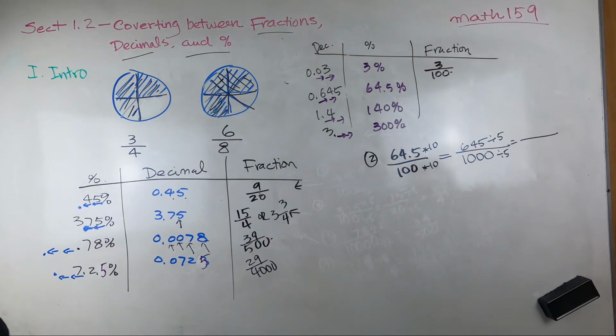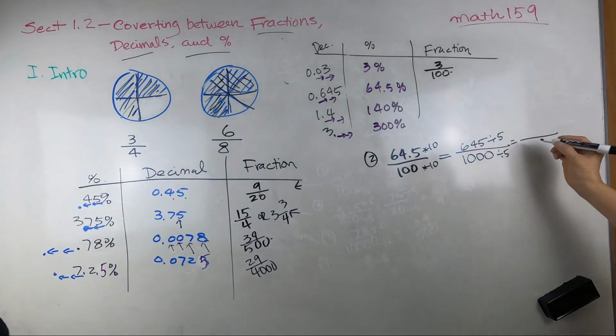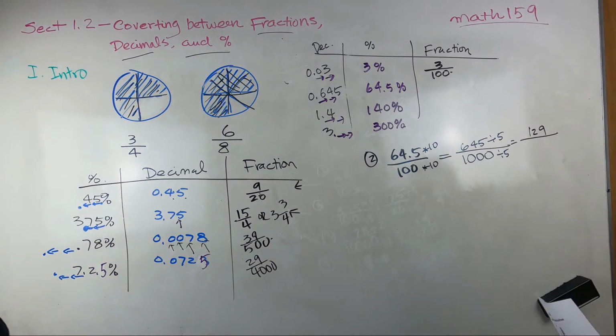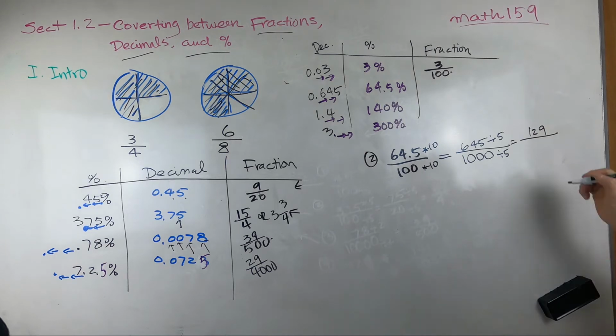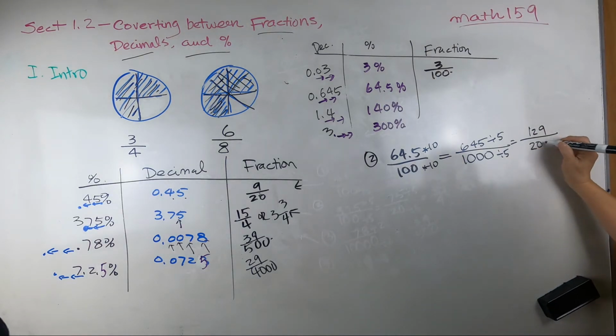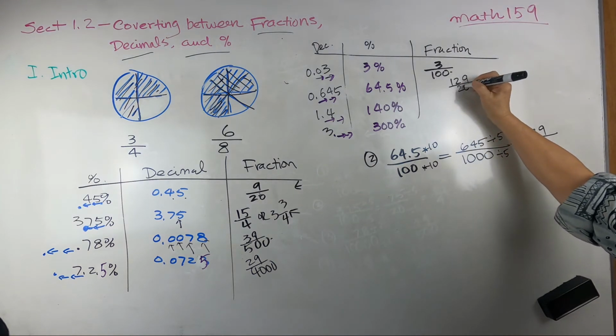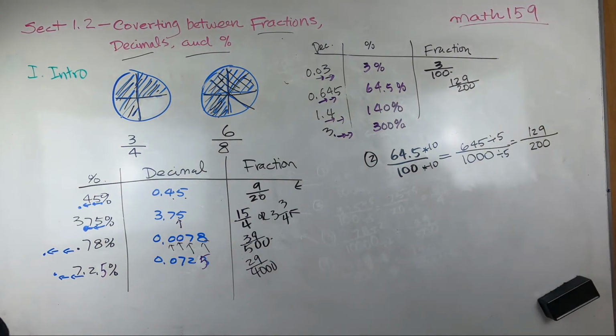You can use a calculator. For this class, you can just divide it. Will be 129. Is that right? That will be 200. So your answer will be 129 out of 200. Then cannot simplify anymore. Okay.